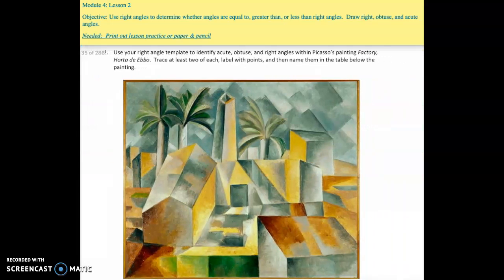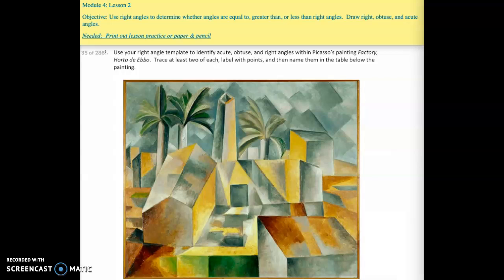All right, use your right angle template to identify acute, obtuse, and right angles within Picasso's painterly Factory Porta Diabo. Trace at least 2 of each, label with points, and then name them in the table below the painting. All right, we're going to do this together. So I'm going to do this with you.